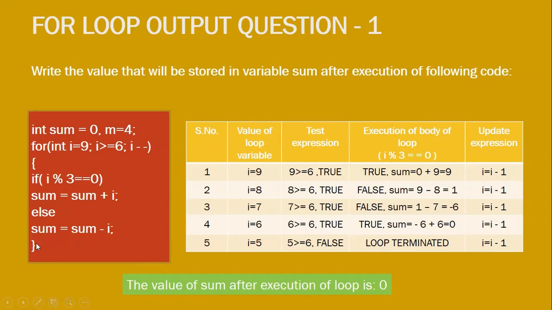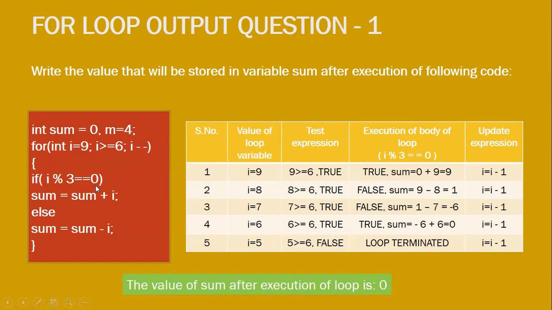So after the execution of this step, the program control will go to the update expression, that is I minus minus. So 1 will be subtracted from I. The value of I was 7 in this case. So 7 minus 1 will become 6. So in the next iteration, the value of I is 6. Now again, the test expression is evaluated. Now 6 is greater than or equal to 6. Yes, 6 is equal to 6. So the test expression is true.